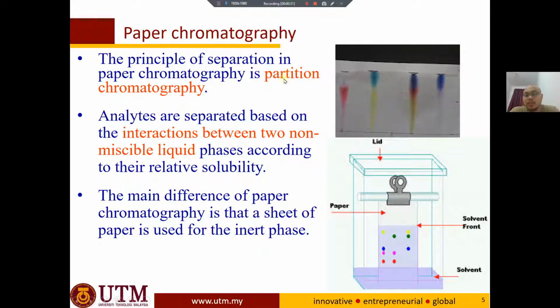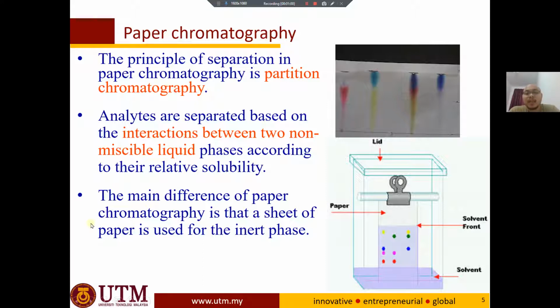Why do we call it partition chromatography? Because the analytes are separated based on the interactions between two non-miscible liquids. Of course, you guys imagine it's a paper actually, right? Why do we say that the interaction is between two non-miscible liquids? It's not that the interaction is between the liquid and this solid stationary phase. We will look into that later on.